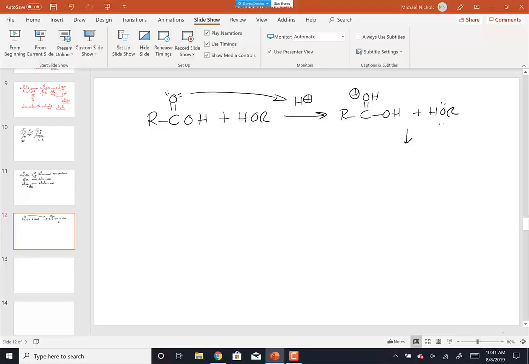Do I have to do that? Yes. I have no choice. Why do I have no choice? Because alcohol is a nucleophile, but it's not strong enough to add to the carbonyl. I need help from the acid. All right, next step.